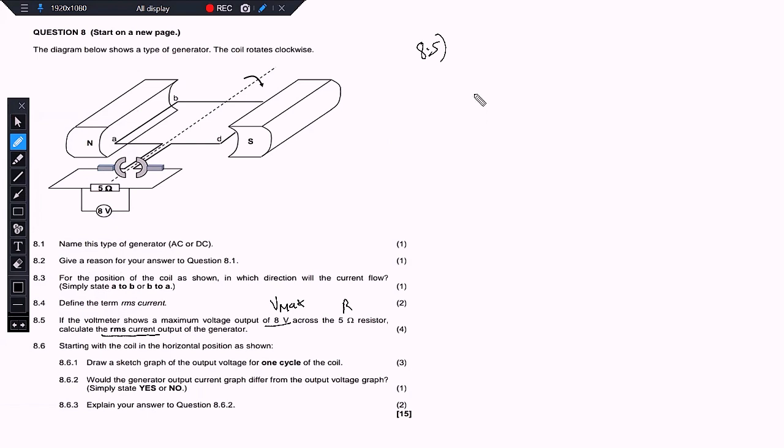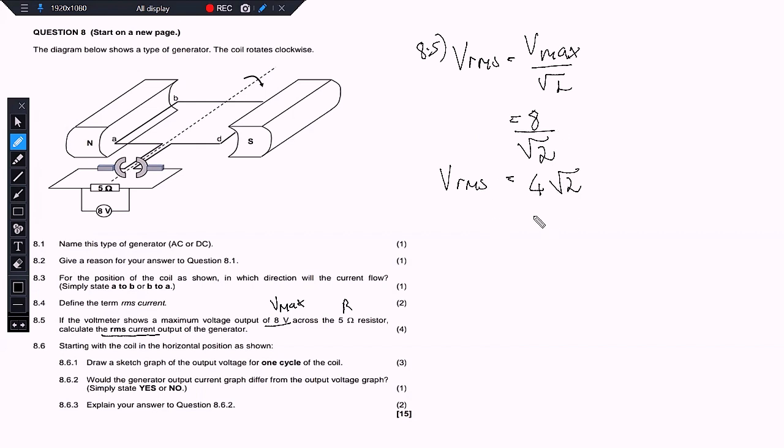Now you can try to calculate the Vrms using the Vmax. That would be Vmax over root 2, so you simply take your Vmax, which is 8, and divide it by root 2, right? And when you punch it in your calculator, it's supposed to give you 4 root 2. That's your Vrms. I'm not going to write it in terms of decimals because I don't want to round off as yet. Remember, it's not the final answer.